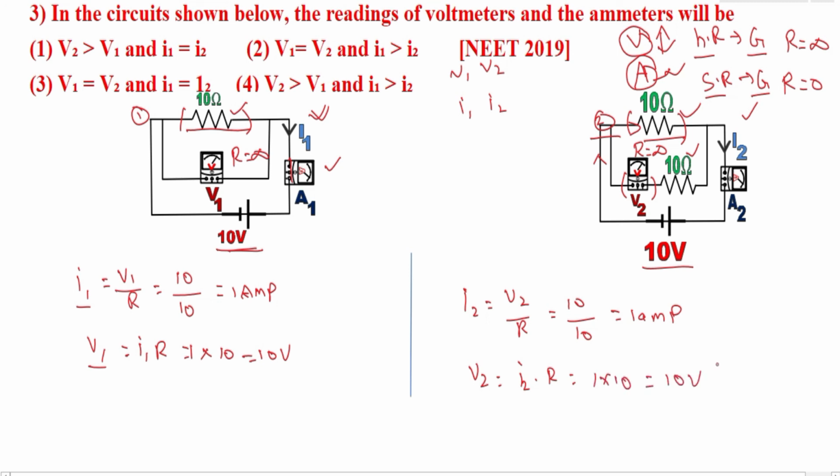So if you observe, the value of I1 in first case and I2 in second case is same, that is 1 ampere, and the value of voltages are also same, that is 10 volts. So both currents will be same and both voltages will be same. That is option 3 in our third sum. Now let us go to our fourth sum.